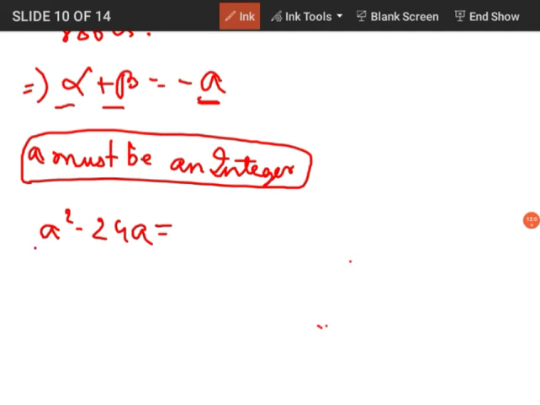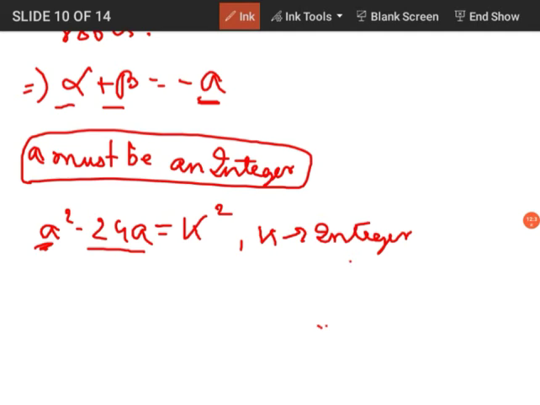Obviously again a is an integer, a square will also be an integer, and 24 multiplied by a will also be an integer. So this is the perfect square of an integer. This is also a very important observation. So say the integer be k, so a square minus 24a is a perfect square of the integer k. K is also an integer. These are very crucial observations that you have to make.